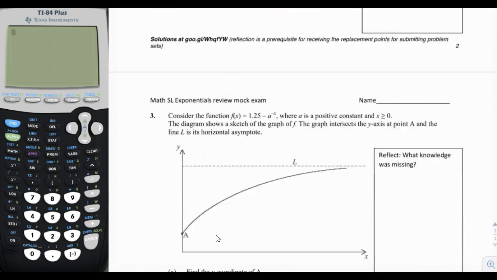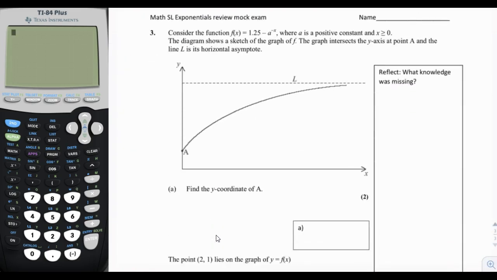Last problem. Consider the function f of x equals 1.25 minus a to the negative x, where a is a positive constant and x is greater than or equal to 0. The diagram shows a sketch of the graph of f. The graph intersects the y-axis at point A, and the line L is its horizontal asymptote. Okay, so this is the horizontal asymptote. It sure looks like it. The equation of the graph is that. We don't have complete information. We don't know what a is. We just know it's a positive number.